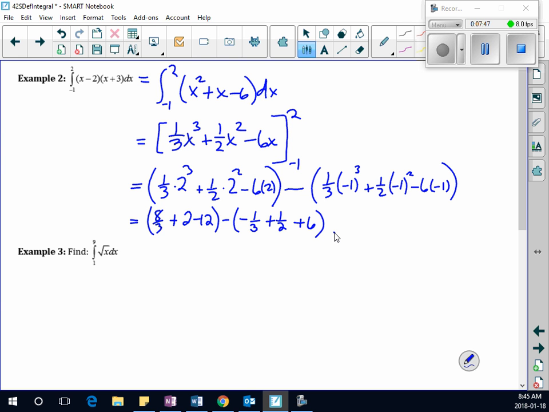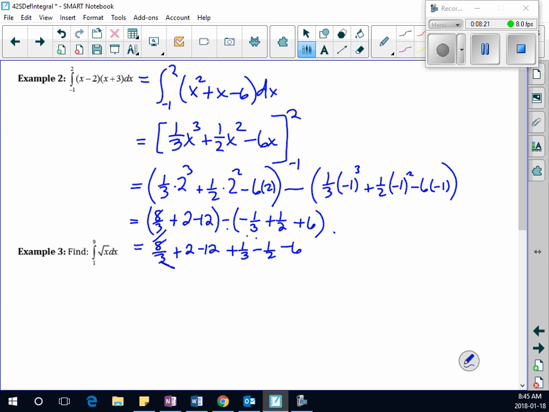I think what I'm going to do now is combine the whole numbers together and then the fractions together, because you'll see what happens. So if I have 8/3 and I'm subtracting -1/3, I think we're going to go back to basics and get rid of all the brackets here. So 8/3 plus 2 minus 12 plus 1/3 minus 1/2 minus 6. I'm distributing that subtraction to everything.